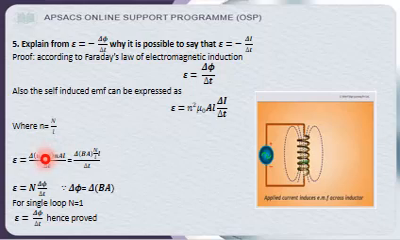So this is basically the figure of this self-induced EMF, in which in the same coil there is induced EMF, and because of that induced EMF there is induced current in it, but in the opposite direction in the same coil.